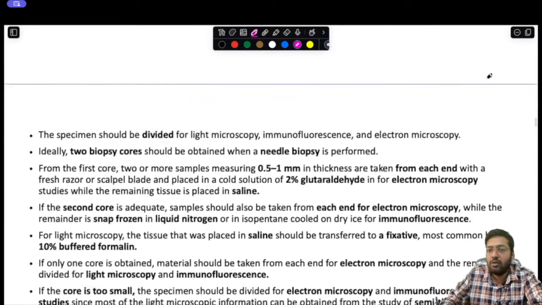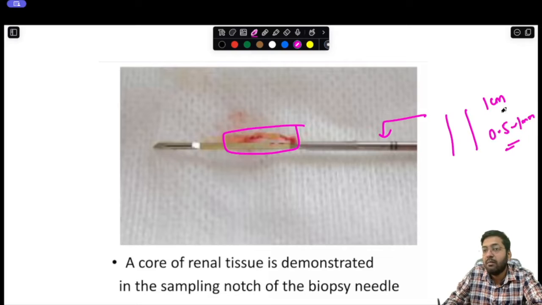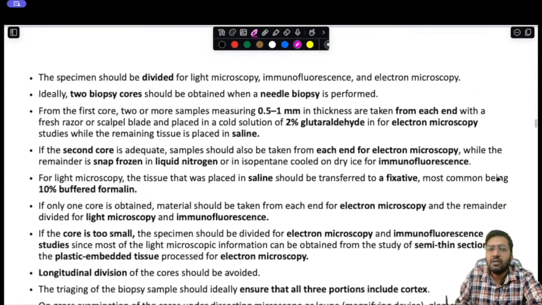Now, remember the adequacy. What is the adequacy? You should obtain at least 2 cores, the length should be at least 1 centimeter, and the thickness should be between 0.5 to 1 mm at least. This is the minimum required thickness. And remember, while you are examining the particular renal biopsy section, at least 5 to 10 glomeruli should be present. This is the minimum required number of glomeruli for examining the renal biopsy. The specimen should be divided for light microscopy, immunofluorescence and electron microscopy.